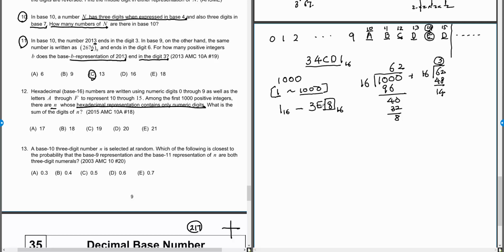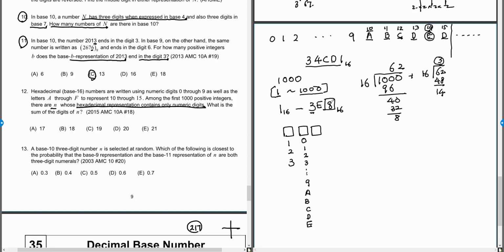Now we're going to find the sum of all digits. So how many numbers satisfy this, with only numeric digits? First we can try 3-digit numbers. The first digit can be 1, 2, 3. Only 3 is available because this is the maximum number. The next digit can be 0, 1, 2, 3, up to 9. 10 is A, B, C, D, E, up to here. That's fine.